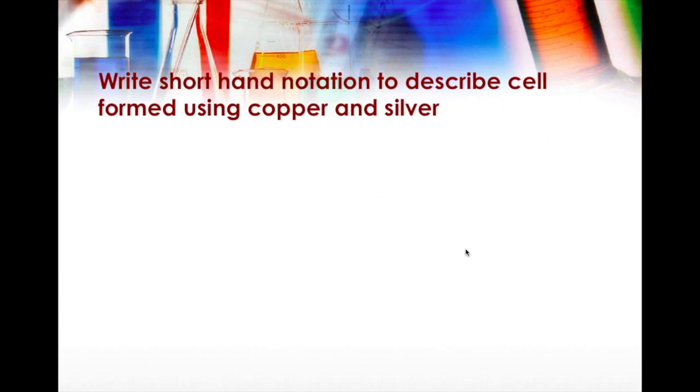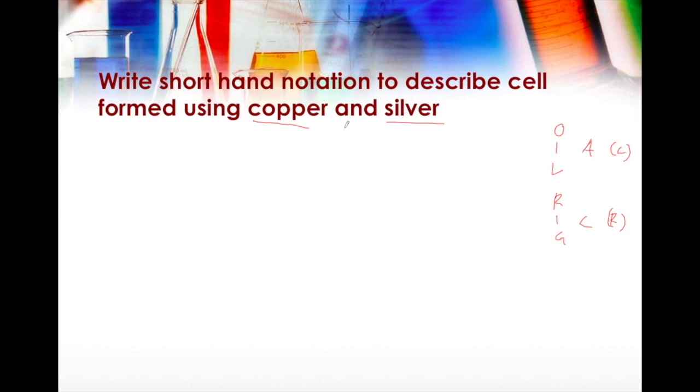Just to show you another example. Now you're expected to write the shorthand notation to describe the cell that is formed using copper and silver. So now this is the question: between copper and silver, who is going to be the oxidant? So again, oil rig, and this is obviously anode, cathode. This is going to be on the left, this is going to be on the right. Now at this stage, you may be a little bit troubled because you're not sure who's going to lose electrons. Whether copper is going to lose electrons to silver, or silver is going to lose electrons to copper.